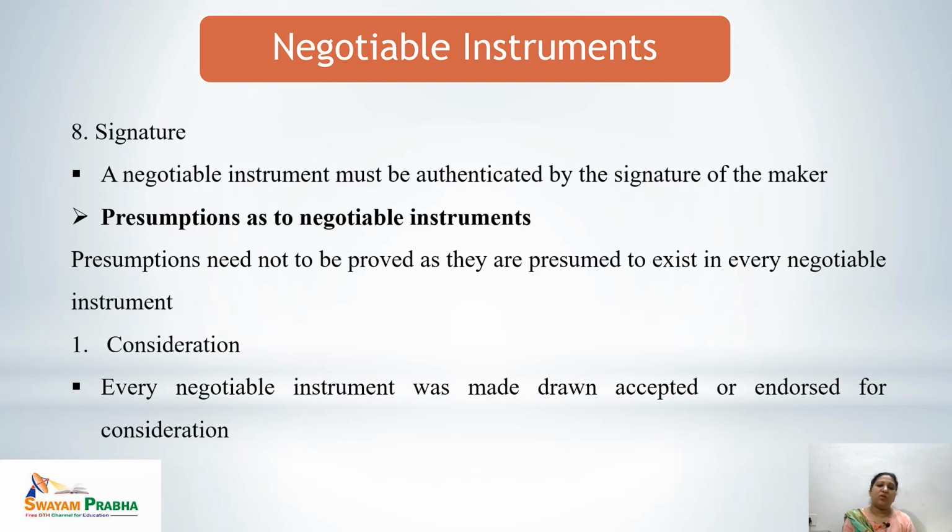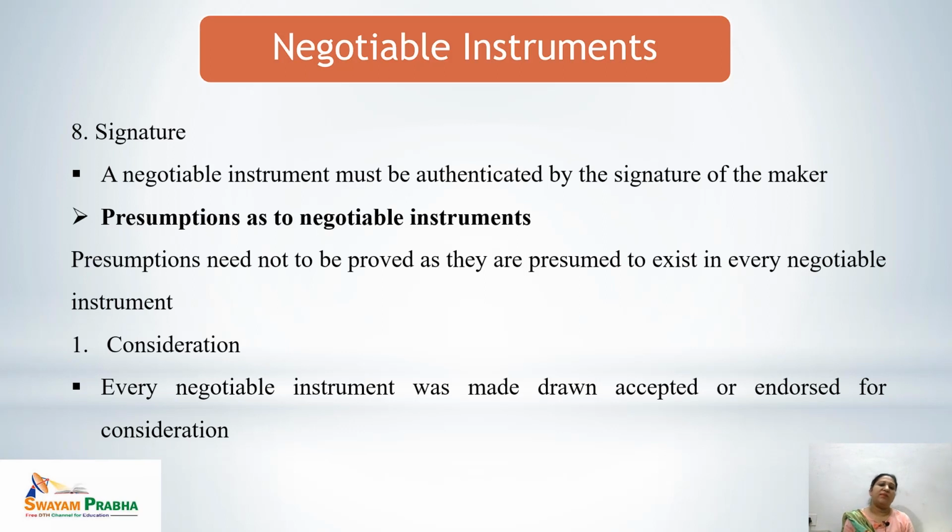The last characteristic of a negotiable instrument is the signature. No negotiable instrument would be complete unless it is signed by the maker of the negotiable instrument. The maker is the person who draws the negotiable instrument. Only the maker of the negotiable instrument has the authentic authority to sign that. So when a negotiable instrument is signed by the maker of the instrument, it would be known as a valid negotiable instrument.